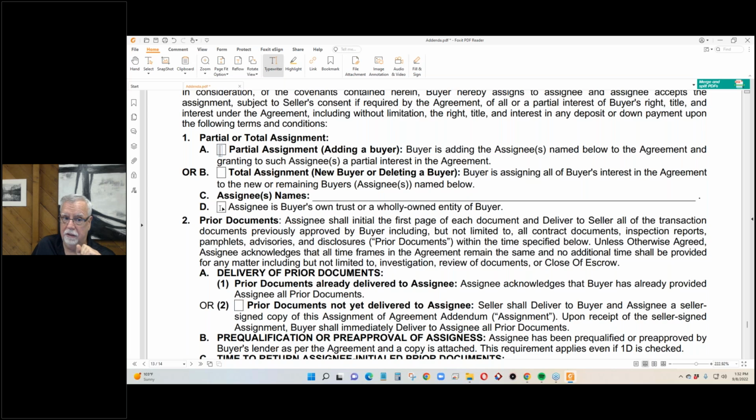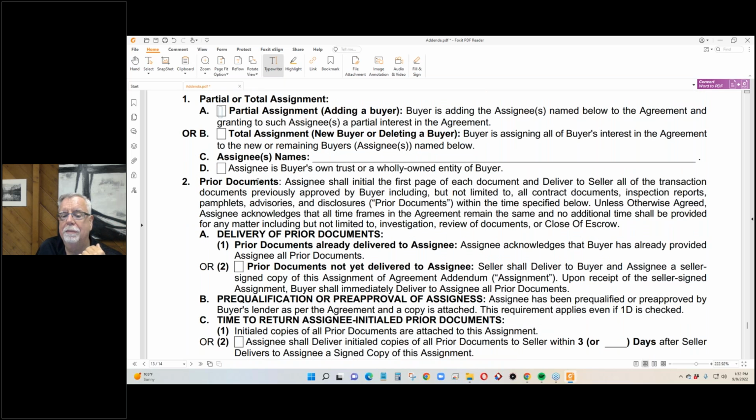And 1D says we're just putting it in our trust or our LLC because we want to. Prior documents, assignee shall initial the first page of each document and deliver to seller all of the transaction documents previously approved by buyer. Termite inspection, property inspection, transfer disclosure statement, Southern property questionnaire, wire fraud advisory, market conditions advisory, all of that stuff, right? All of that stuff within the time period specified below.